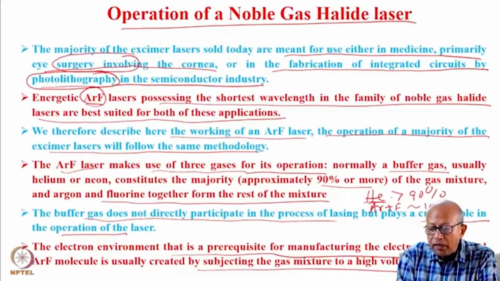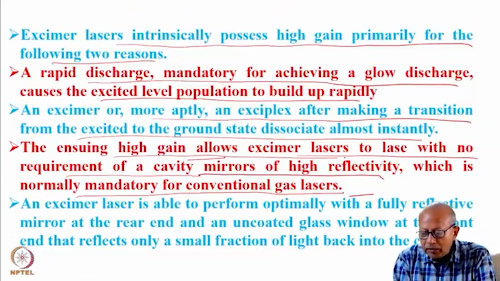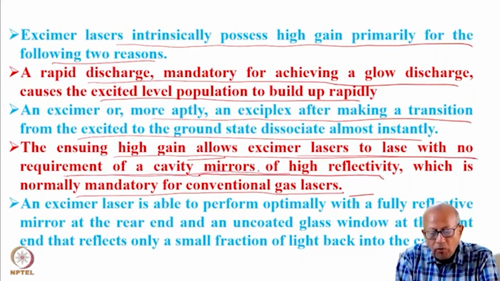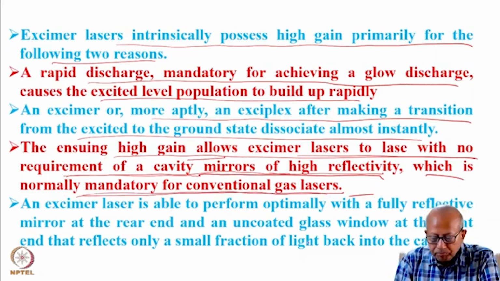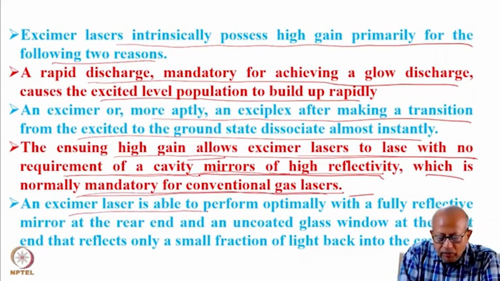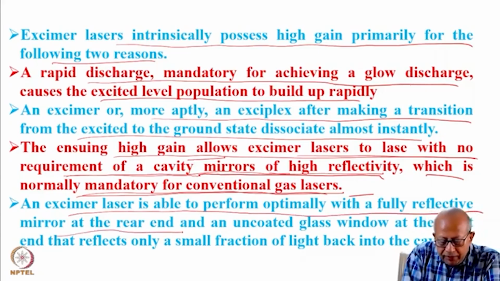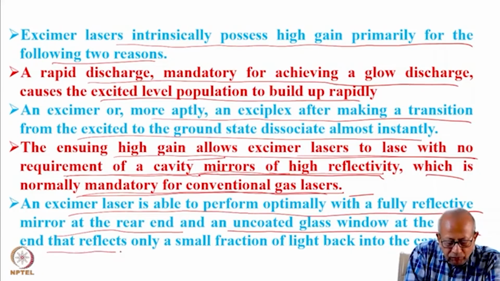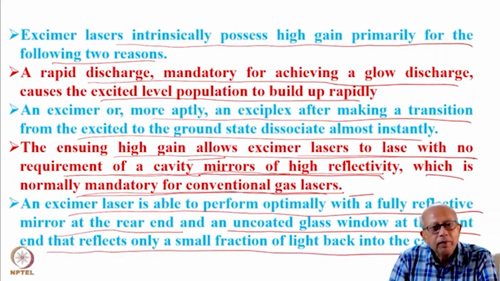So that is why this high gain allows the Excimer laser to laser with no requirement of cavity mirrors of high reflectivity, which is normally mandatory for conventional gas lasers. An Excimer laser is able to perform optimally with a fully reflective mirror at the rear end and an uncoated glass window at the front end that reflects only a small fraction of the light back into its cavity.